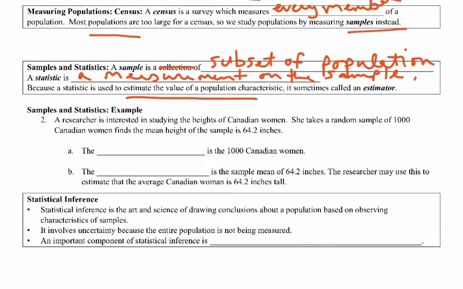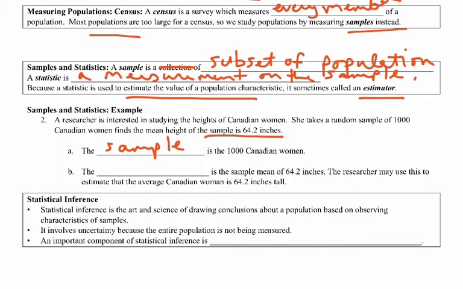So sometimes statistics are called estimators because we use them to estimate what we think is true in the population. A quick example here. A researcher is interested in studying the heights of Canadian women. She takes a random sample of 1,000 Canadian women and finds that the mean height of the sample is 64.2 inches. So the 1,000 Canadian women that she pulled, that is the sample.